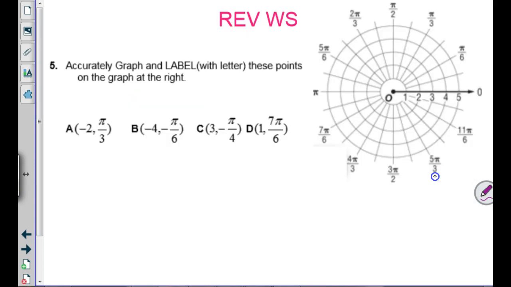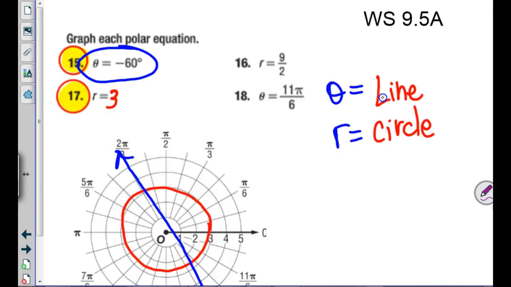This is just more plotting. If I did this one real quick, pi over 3, back 2 would be here. Negative pi over 6 would be to this one, back 4 would be here. Negative pi over 4 is here, out 3. And 7 pi over 6 is around to here and out 1. There's the answers for that one.